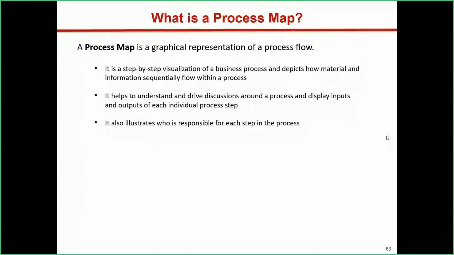So a process map is a graphical representation of a process flow. It is a step-by-step visualization of a business process and depicts how material and information, so guys, note it, how material and information sequentially flow within a process. It will be in a sequence. It helps to understand and drive discussions around the process and display inputs and output of each individual process step. It also illustrates who is responsible for each step in the process.